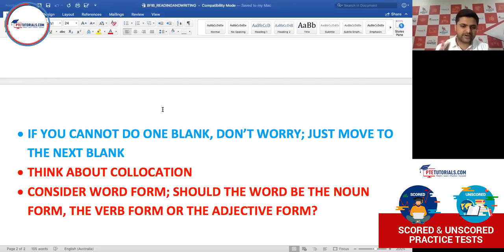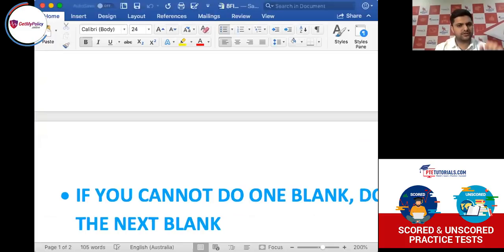Try to think about all these things before opening the options, because once you open the options, you just select the one that matches with what you've thought. So you thought of one word in your mind, or a group of words, and then you see that in the options, choose it, and answer your question.